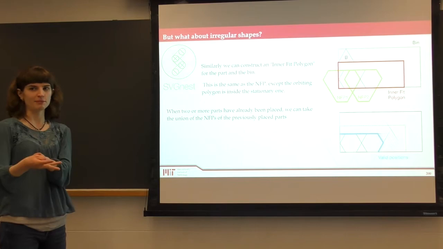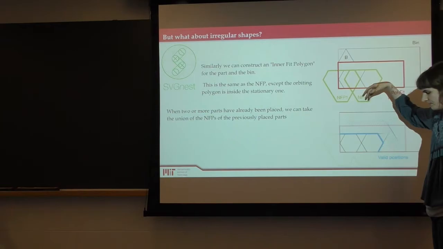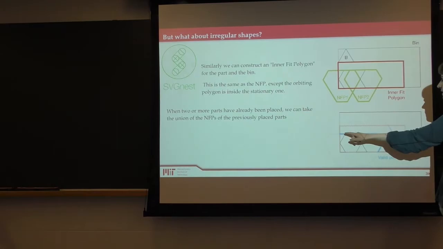So in this example here, where we have the two hexagons inside the square container, the rectangular container, the inner-fit polygon is this rectangle, the no-fit polygons are these irregular hexagons. The union of the no-fit polygons is this green shape here, and the intersection of that with the area of the rectangle is this blue set of line segments there.